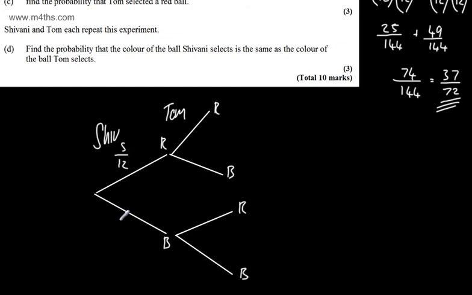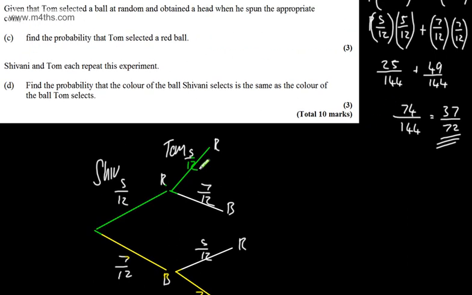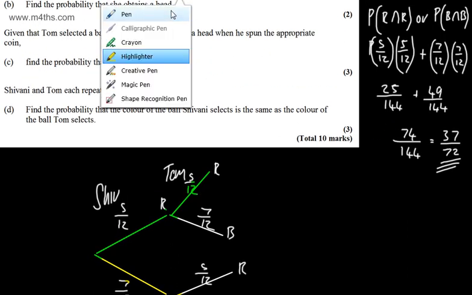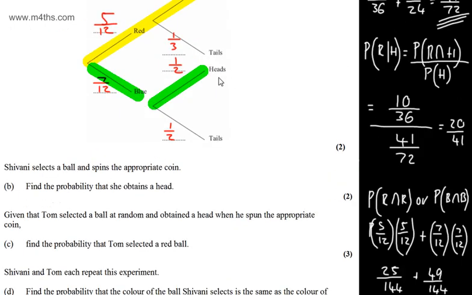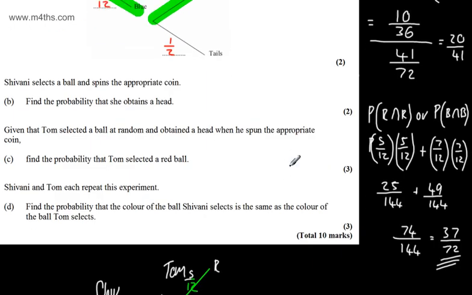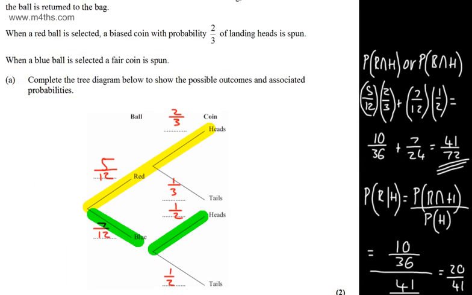5 over 12, 7 over 12, 5 over 12, 7 over 12, and then 5 over 12 and 7 over 12. So all I've considered now is simply using basic probability, going up here, red and red, or coming down here and it's blue and blue. So that's what we've done here, just calculated them up. I wouldn't expect a tree diagram to be used for that part, but it's perfectly fine if you did. So as we can see, a typical exam style question for 10 marks.